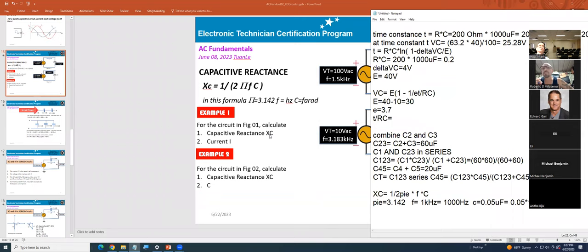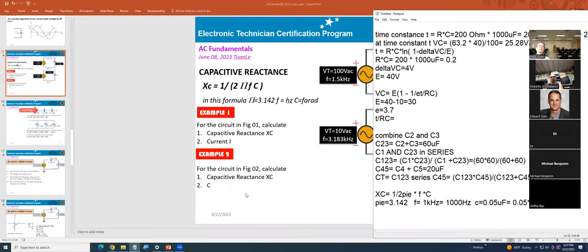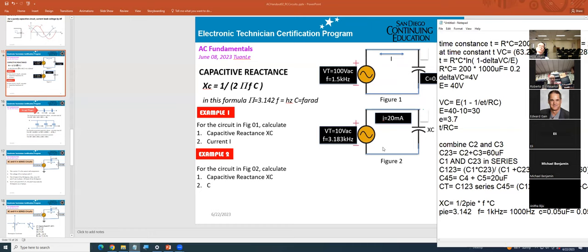How do we calculate the current after you calculate XC? So basically, in the circuit now you get XC, and XC will be in ohm. My question is how do we calculate the current?